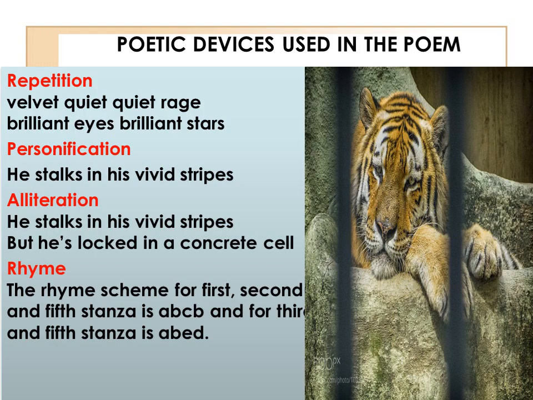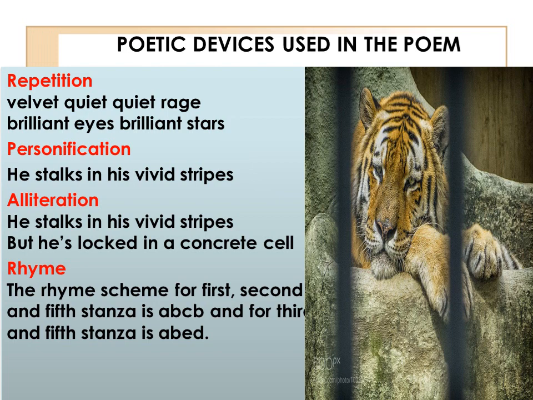The poet has used many poetic devices in the poem A Tiger in the Zoo. He has placed repetition at many places, like quiet, quiet rage, brilliant eyes, brilliant stars. This emphasizes the importance of those repeated words. Quiet, quiet shows silence. Brilliant, brilliant shows the magnificence of eyes and stars, the beauty. Personification, the poet has personified the tiger. He has been used at many places.